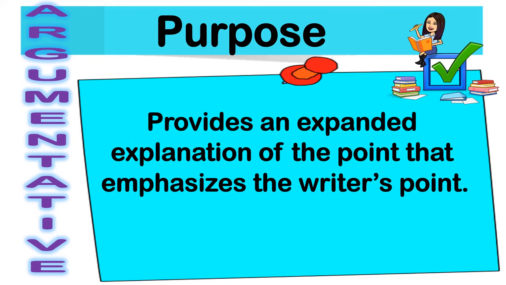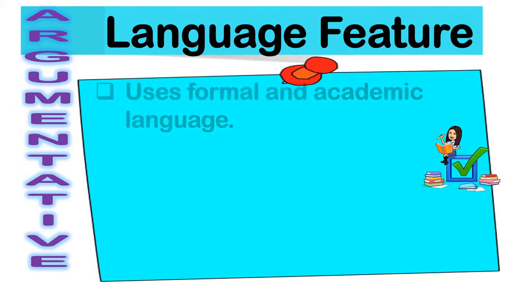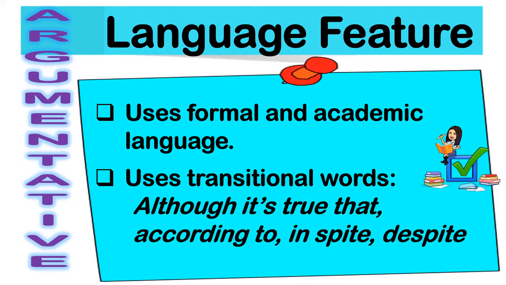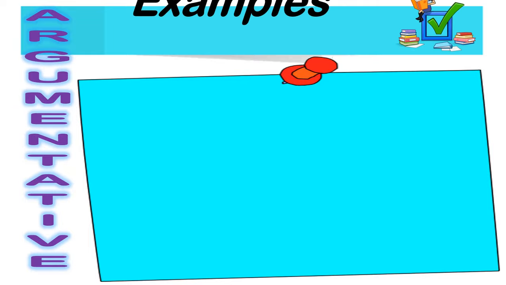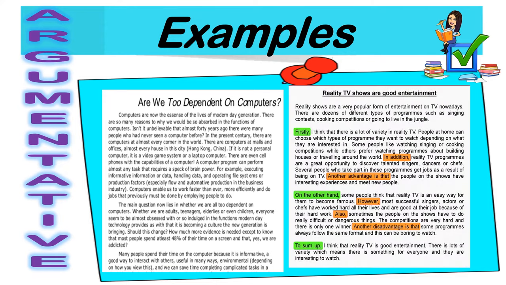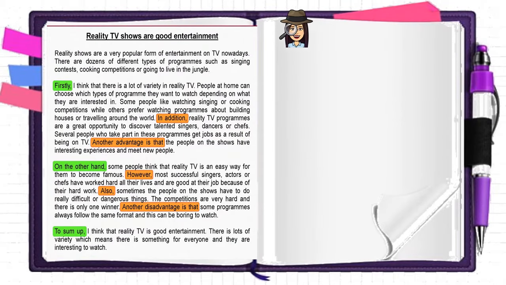Purpose. Provides an expanded explanation of the point that emphasizes the writer's point. Language feature. Uses formal and academic language. Uses transitional words, although it's true that, according to, in spite, despite. Examples. A concrete example of argumentative text.